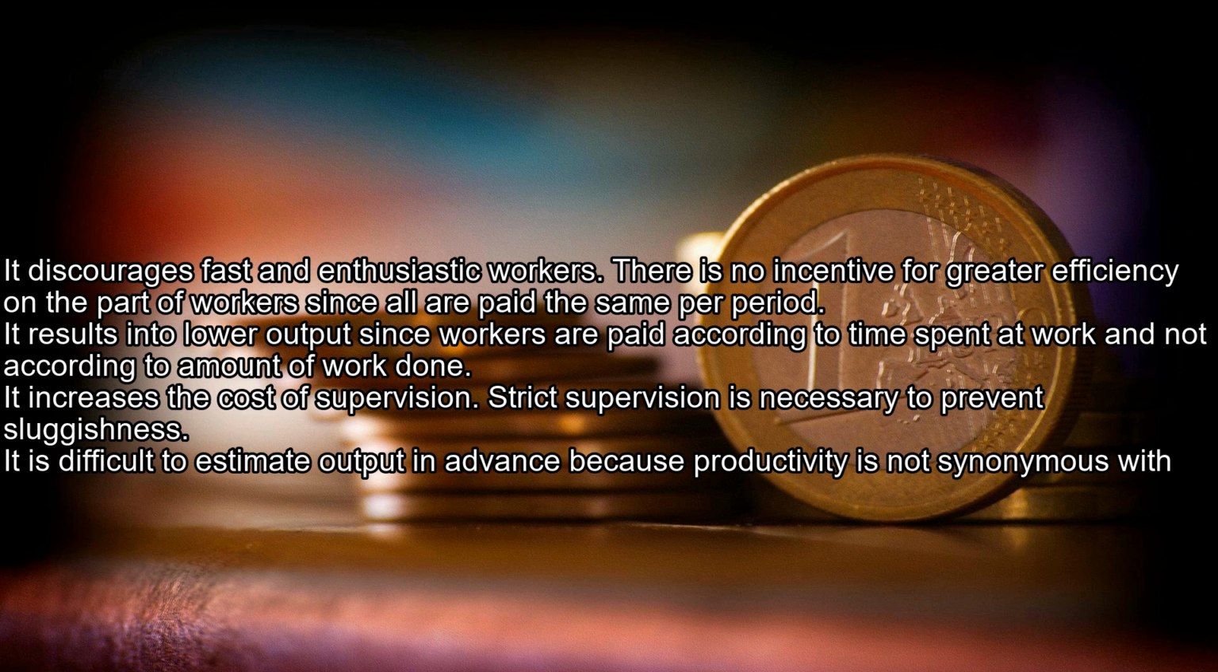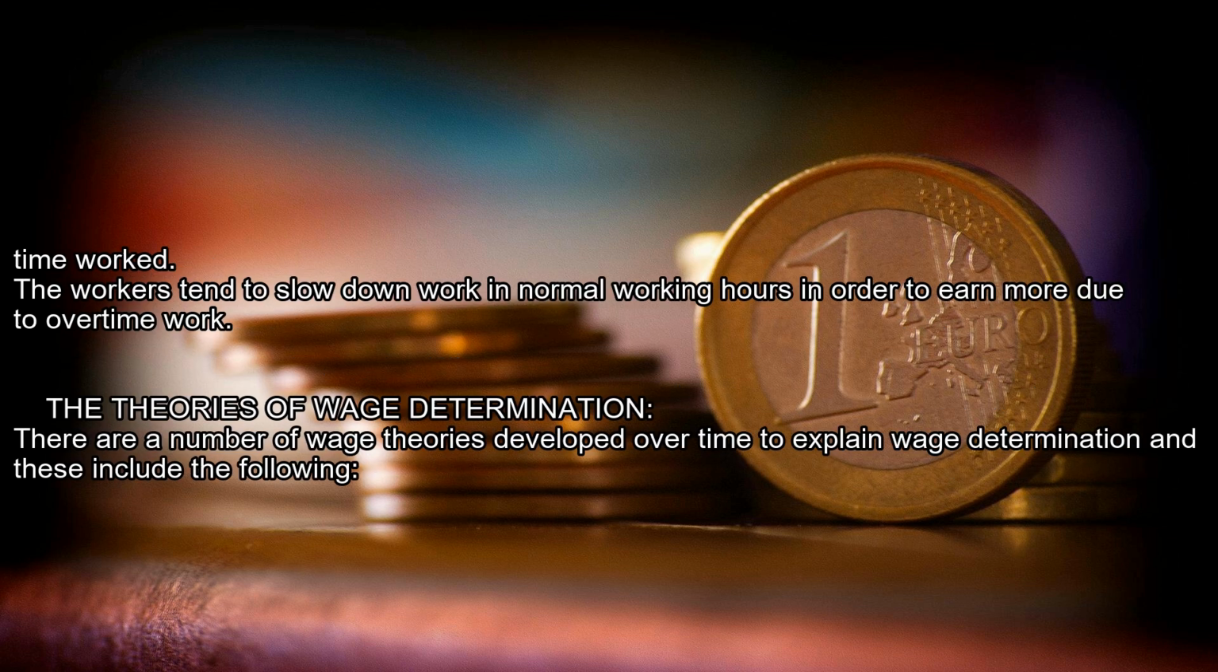It results in low output since workers are paid according to time spent at work and not according to amounts of work done. It increases the cost of supervision. Strict supervision is necessary to prevent sluggishness. It is difficult to estimate output in advance because productivity is not synonymous with time worked. The workers tend to slow down work in normal working hours in order to earn more due to overtime work.